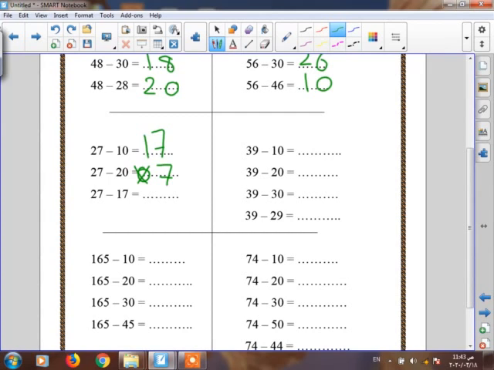27 minus 17. Again, I will subtract from the ones and tens. 7 minus 7 equals 0 in the ones. 2 minus 1 equals 1 in the tens. So the answer is 10.